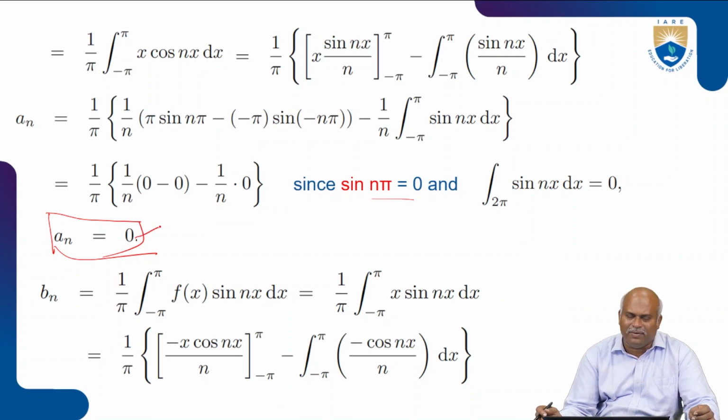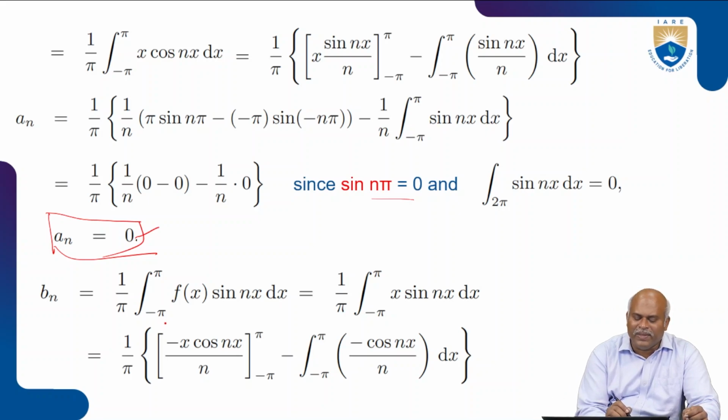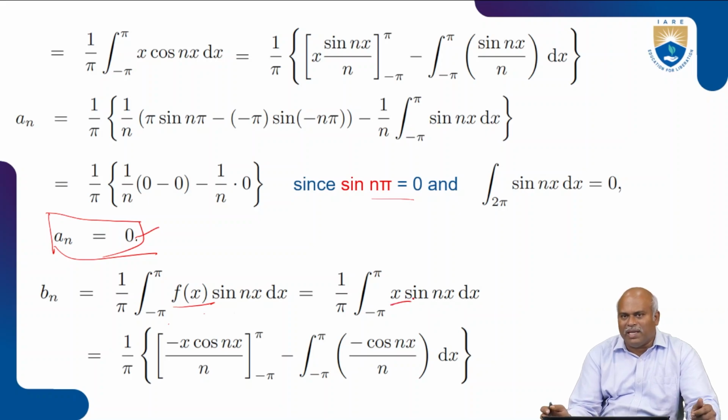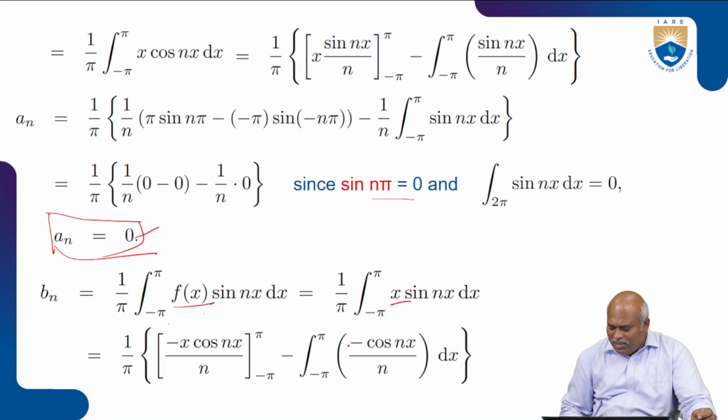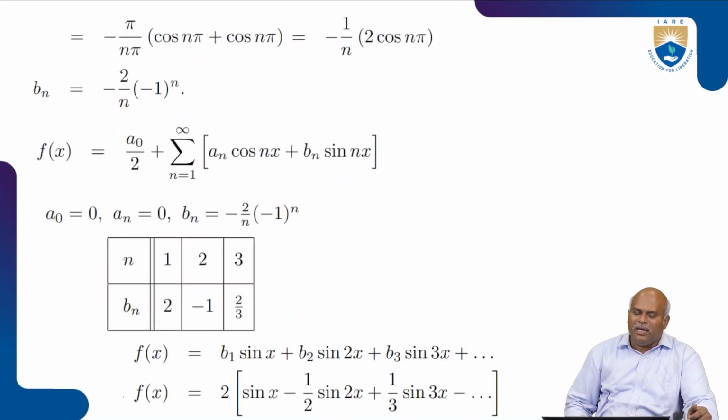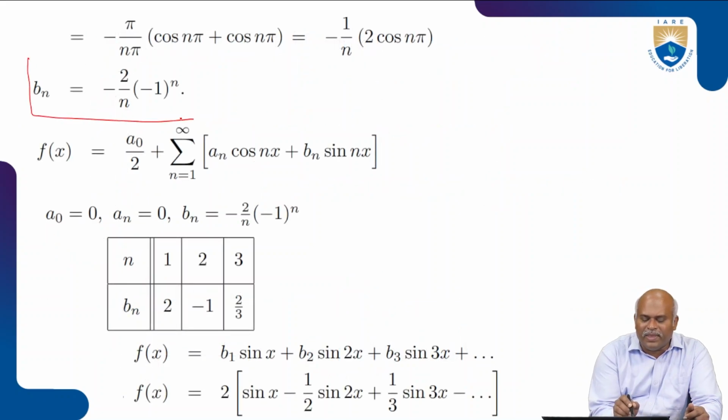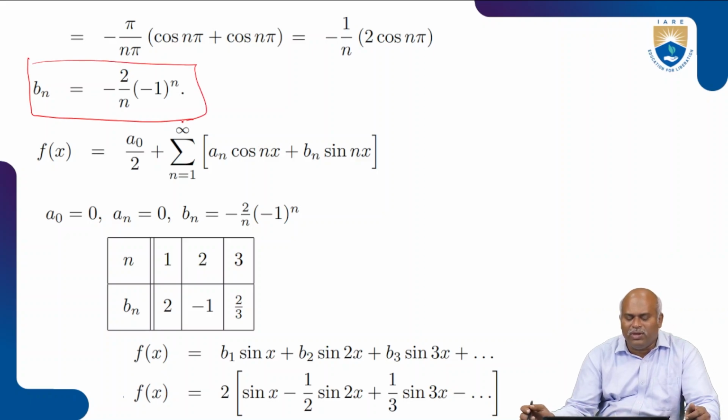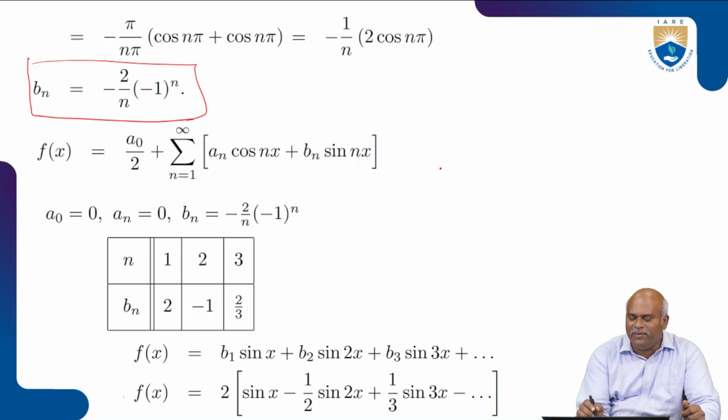Next we go for b of n. Another trigonometric Fourier series coefficient is represented as 1 by pi integration of minus pi to plus pi f of x sin nx dx. The f of x is represented as x. Substitute, then integrate, then substitute the interval. Then finally we get the output b of n is equal to minus of 2 divided by n into minus 1 whole power n. So this gives the values a0, a of n, b of n.